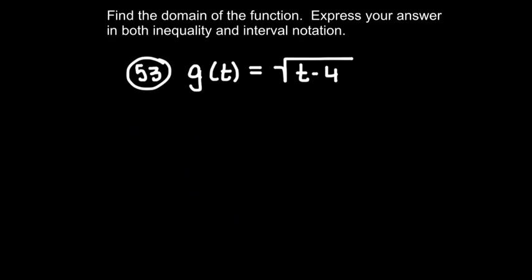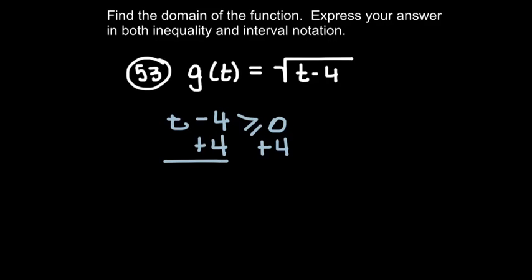For this particular problem, I have a radical, so I have to make sure that what's under the radical is not negative. In other words, I have to take that t minus 4 and set it greater than or equal to 0. These are the values that t are allowed to be. I can add 4. My 4's cancel, and I'm left with t is greater than or equal to 4.